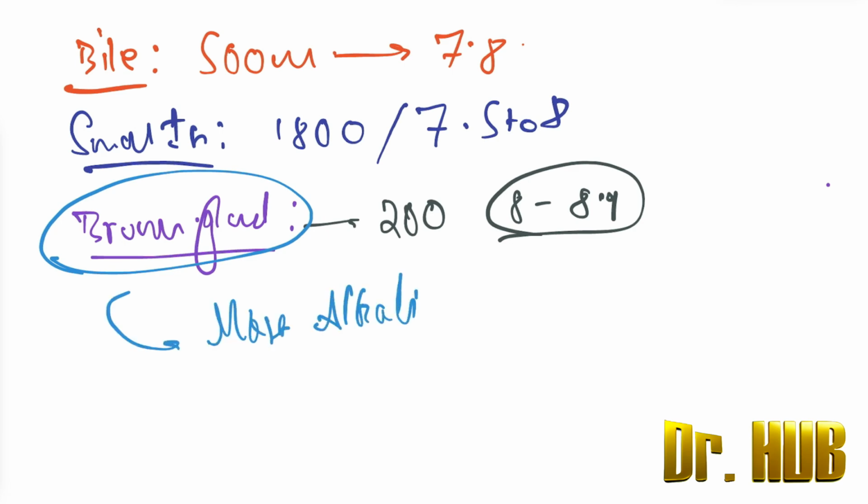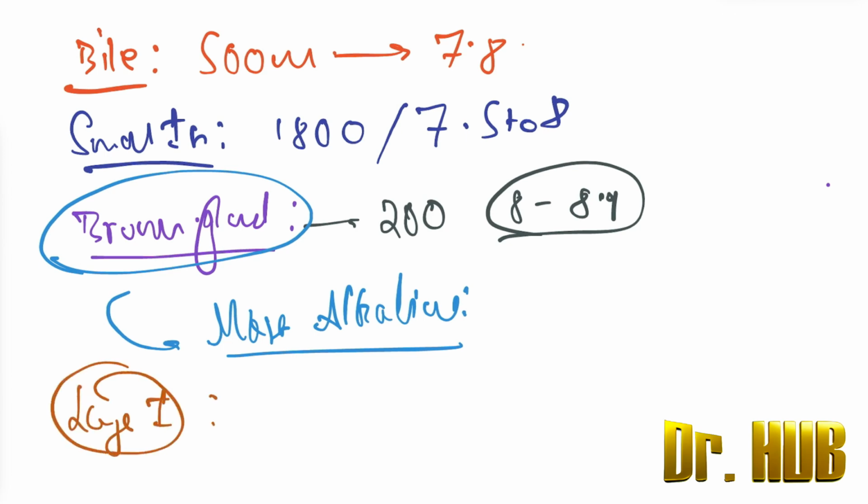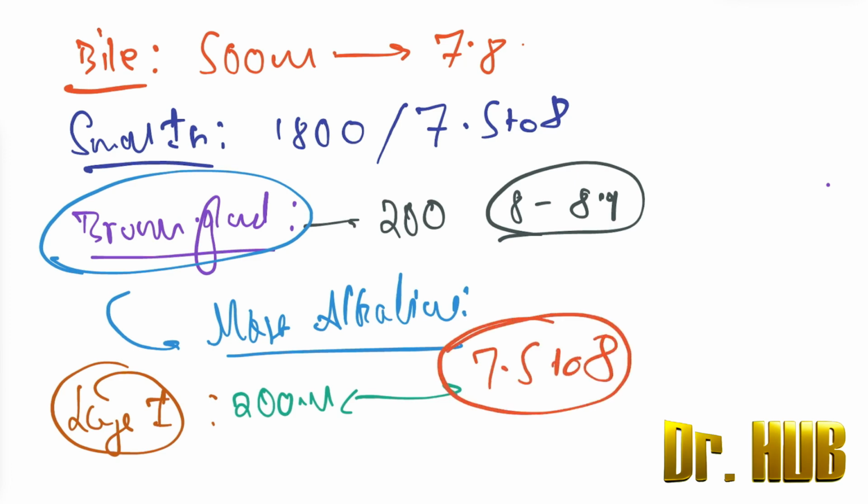So what is considered the most acidic? The most acidic was the gastric secretion. The most alkaline is the Brunner's gland secretion, about 200 ml. Then we look at the large intestine. The large intestine secretion is also a minor secretion, about 200 ml. And how is the pH? The pH here is about 7.5 to 8.